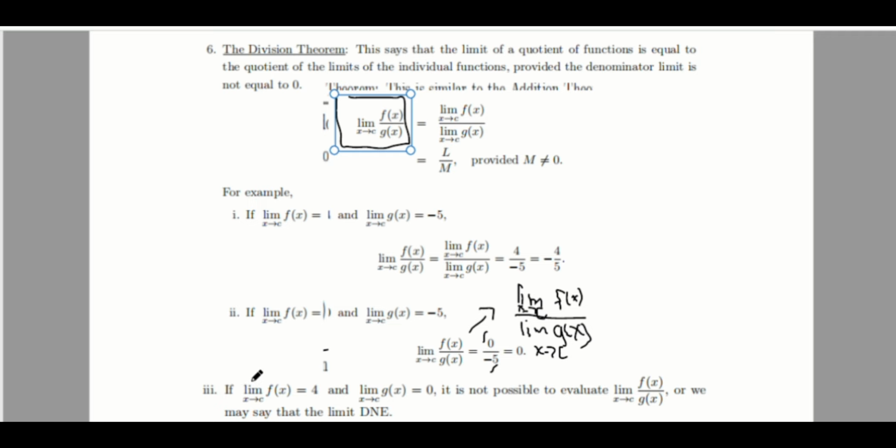Okay, last example, if the limit of f of x is 4 and the limit of g of x is 0, then if we follow this, now we have 4 over 0, right? So limit of f of x divided by g of x is equal to the limit of f of x over the limit of g of x. So 4 over 0 is undefined. So we may say that the limit does not exist. Okay, again, if the denominator is 0, it does not exist because it is undefined.